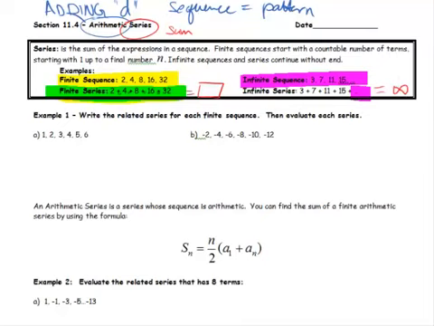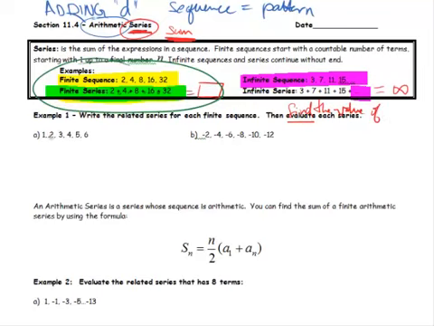So today we're going to be focusing on the finite section here. And how do you add up the terms in a sequence? So how do you find the series? So whenever I say series today, you need to think sum. What is the sum of all the terms? So write the related series for each finite sequence, then evaluate, that means find the value of each series.